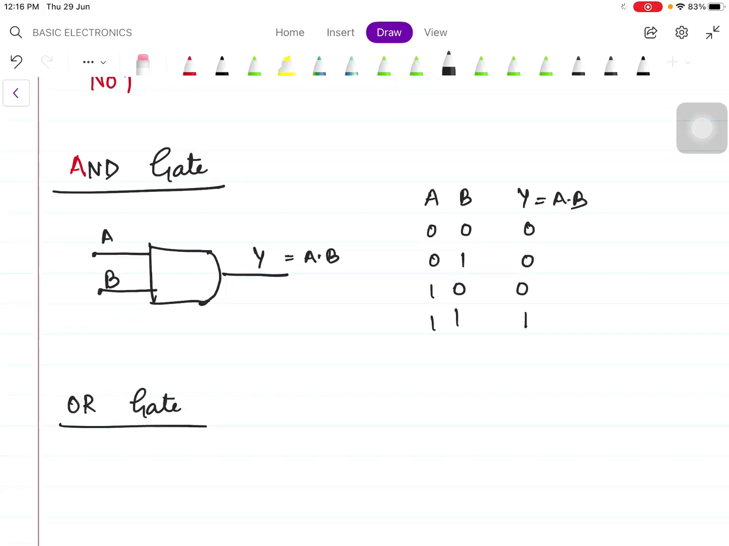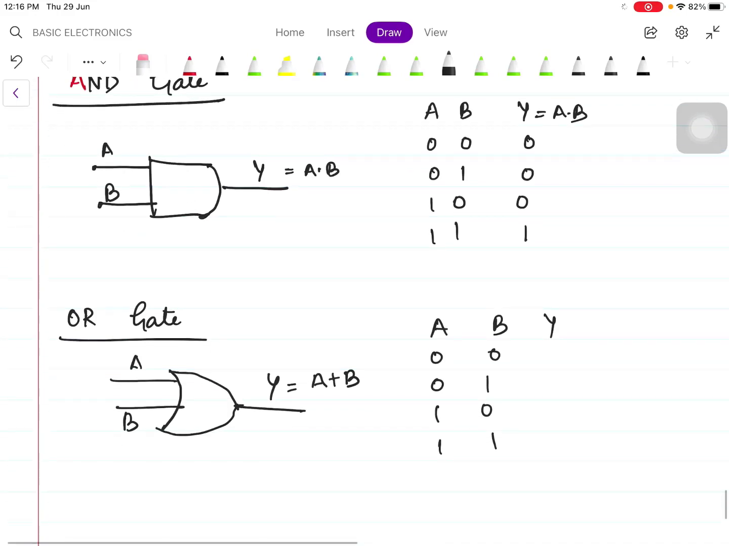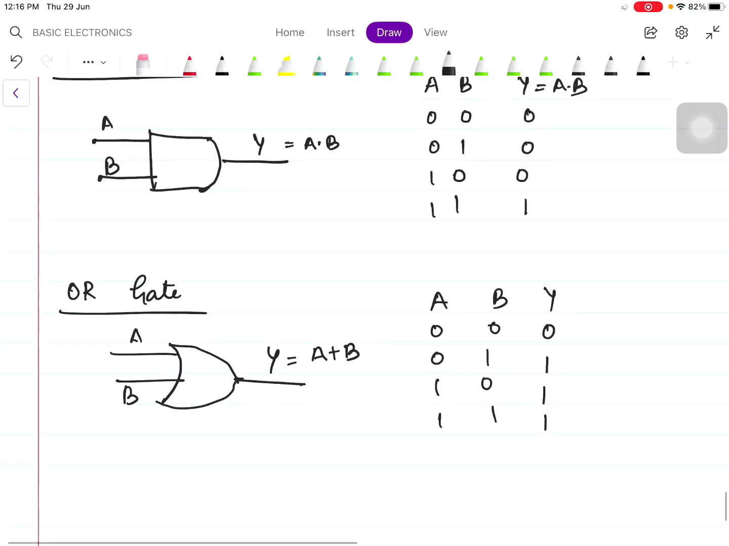OR gate, again with two inputs A and B. Symbol is curve, curve, curve, 3 curves, and the expression is Y equals A plus B. Truth table is 4 combinations. Output gives you 0 plus 0, 0; 0 plus 1, 1; 1 plus 0, 1; 1 plus 1, 1. So this is OR gate.